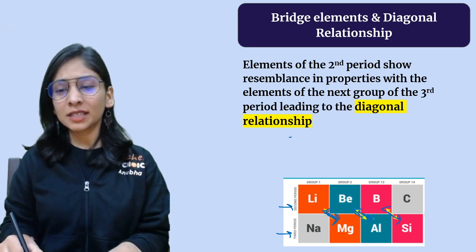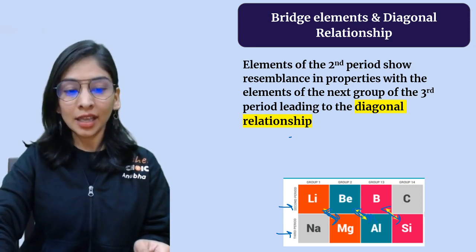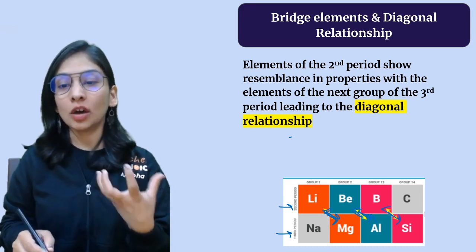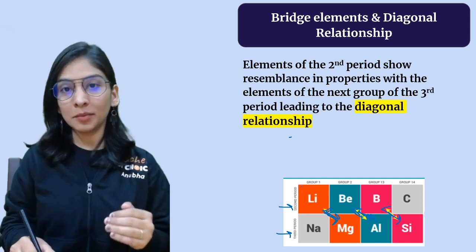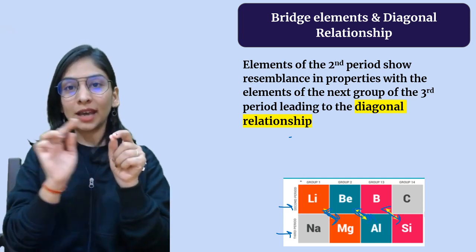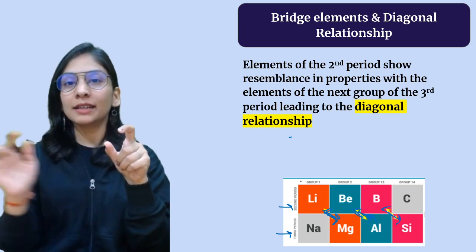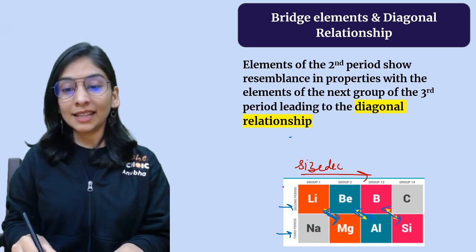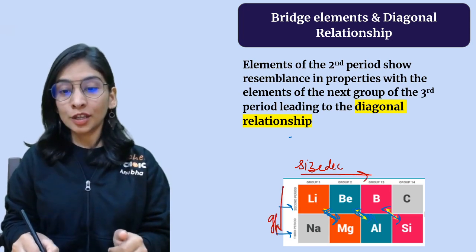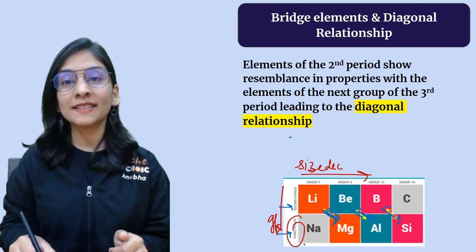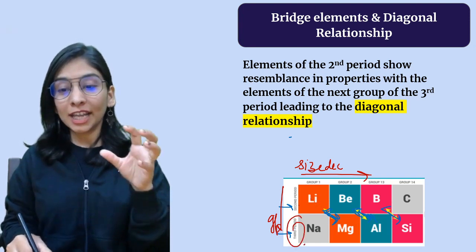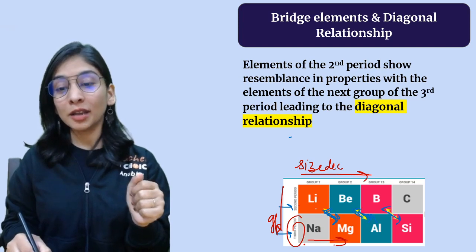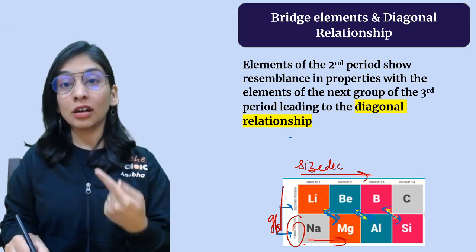You must be thinking, ma'am, why do they have the same kind of property? Because they are going to have somewhat the same atomic size. Lithium is the very first element in the table, and the first element in every period has the largest size. Size decreases in a period, okay, we'll explain that in detail also, and size increases in a group. So group 3 has more size than group 2. But when we move across a period, size decreases. So here the size is decreasing, but it is still more than the previous period.